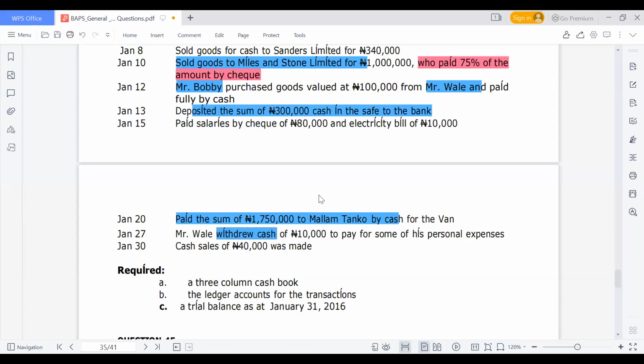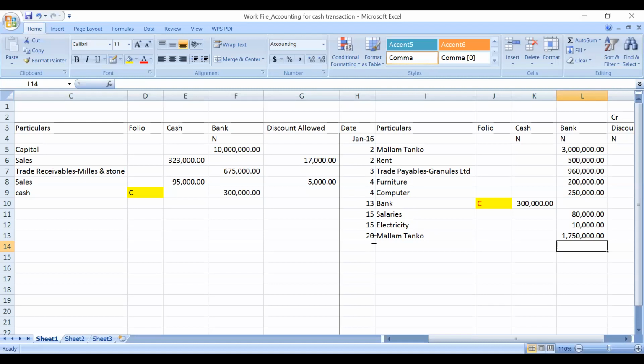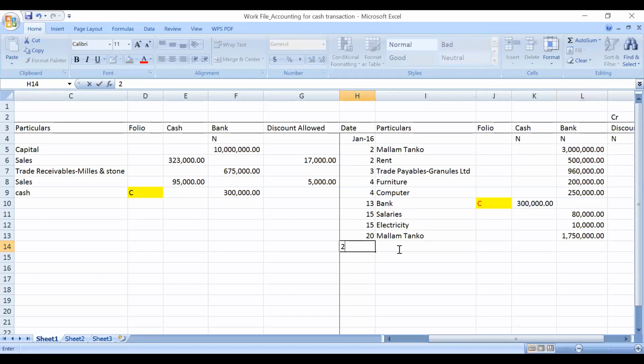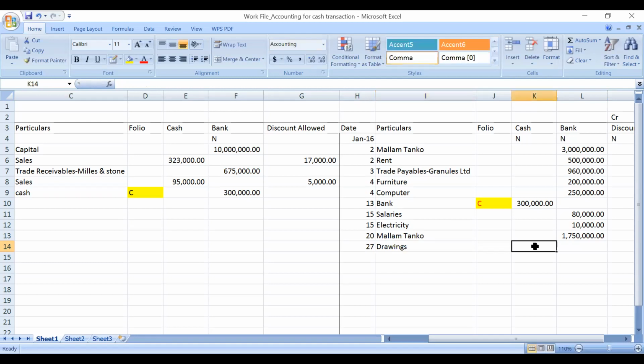So I'm going to go to the work file now. Sorry, let me check the date again. That was on the 27th. So we have 20, we have 27. Let's call it drawing, which is through cash, right? Which is 10,000. All right, that's fine. So what else again?